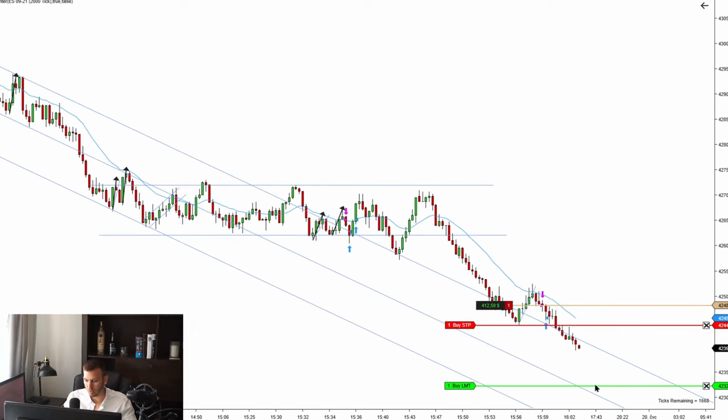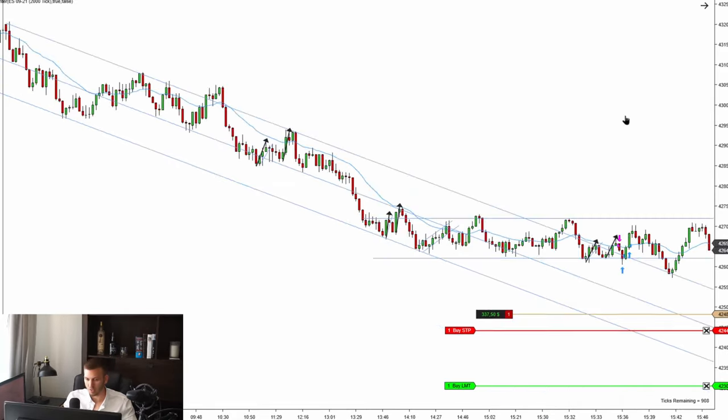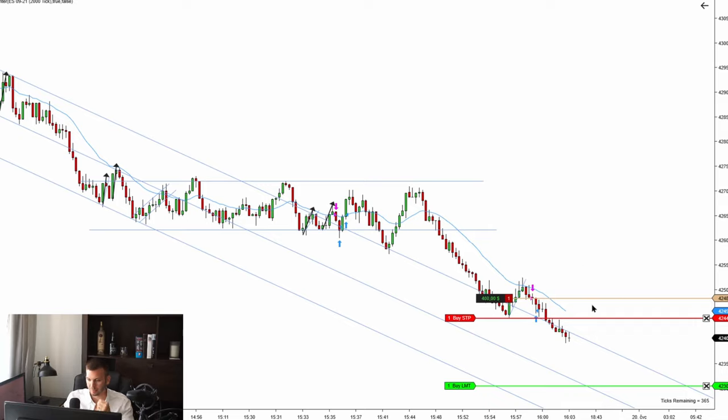Come on, we're working lower. This is great. We're starting to get far away from the EMA on a 5 minute chart, but the downtrend is so strong. I really like this. I think we can catch a good runner here.